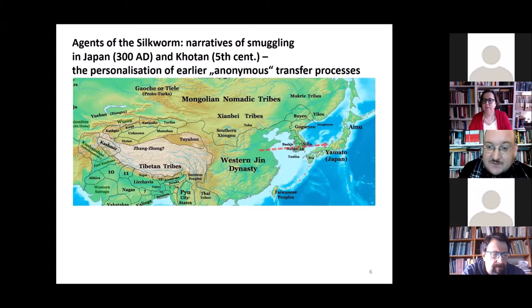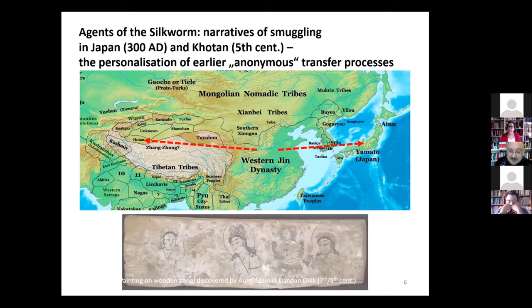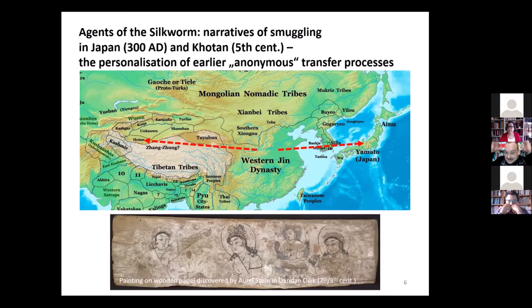So we have this phenomenon, for instance, in Japan, where around 300 there is the narrative that at this period a Japanese ambassador brought not only silkworms, but also women specialists of silk weaving from China to Japan. And in a more spectacular story, around 400, a Chinese princess is married to the prince of Khotan in Central Asia, and she smuggles silkworms in her headgear.